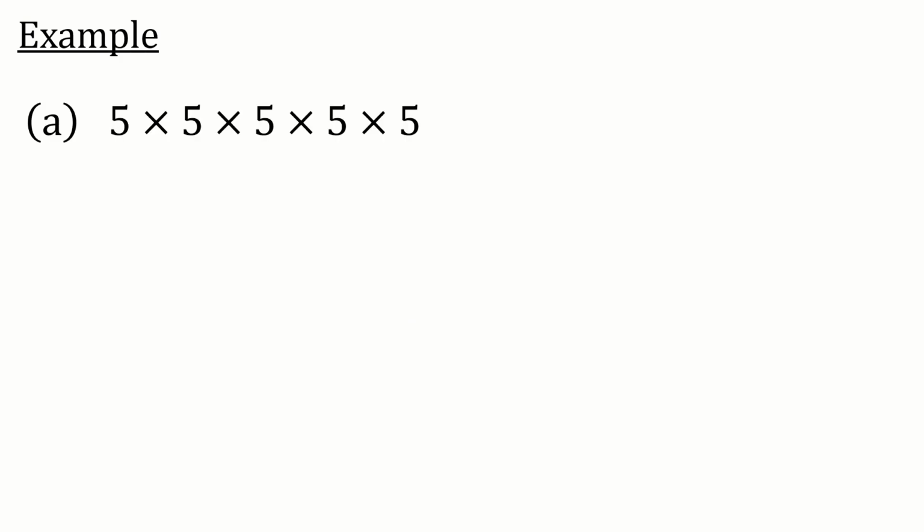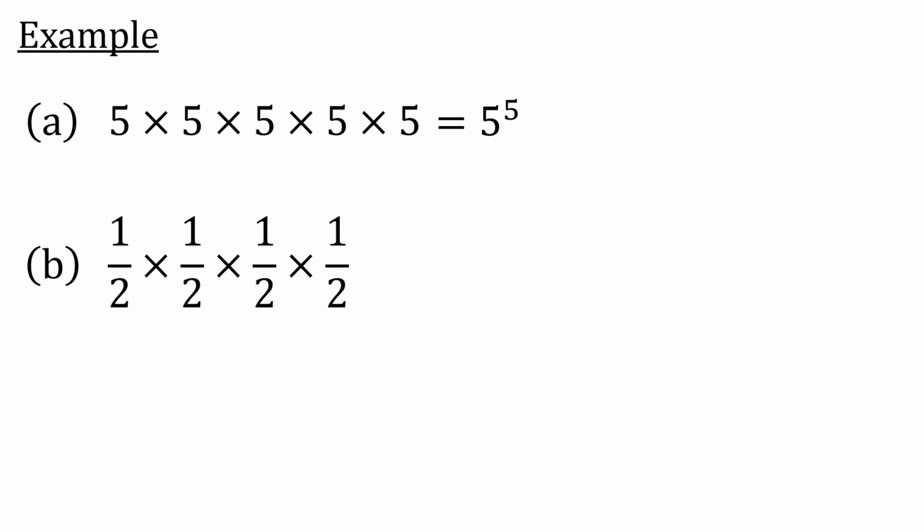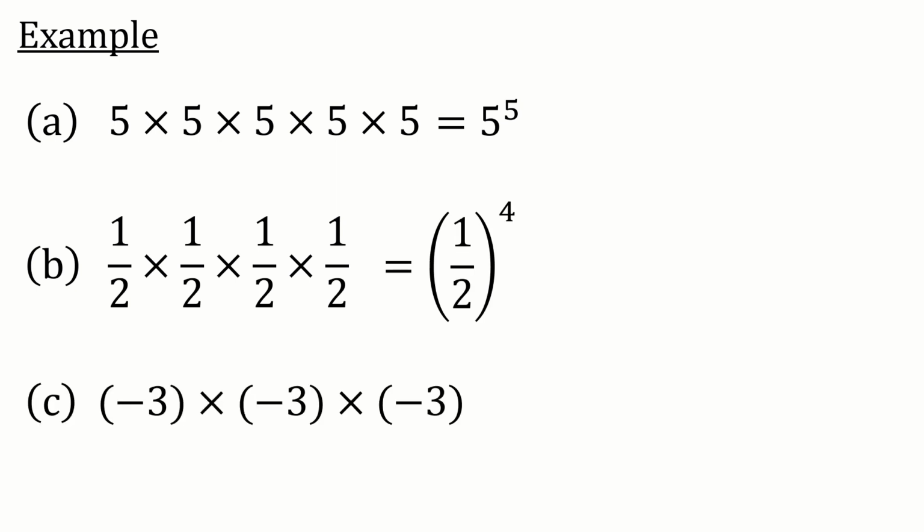For example, let's say we have 5 times 5 times 5 times 5 times 5. As we can see, 5 is multiplied by itself 5 times, so this is equivalent to 5 to the power of 5. Next, we have half multiplied by half multiplied by half multiplied by half. You can see half is multiplied by itself 4 times, so this is equivalent to half to the power of 4. Then, negative 3 times negative 3 times negative 3. We can see negative 3 is multiplied by itself 3 times, so this equals negative 3 to the power of 3. So these are examples of indices.